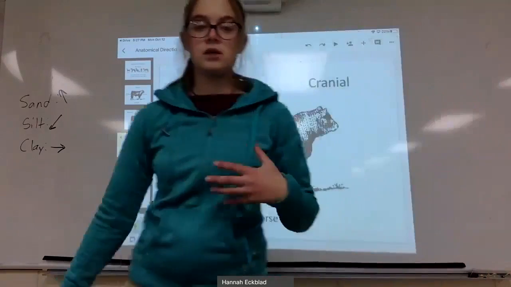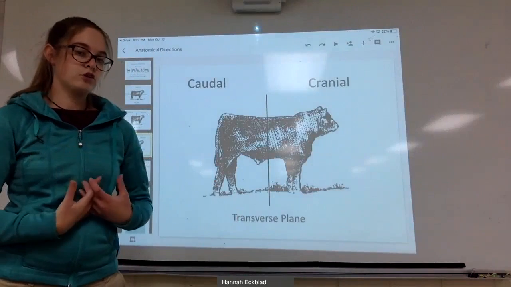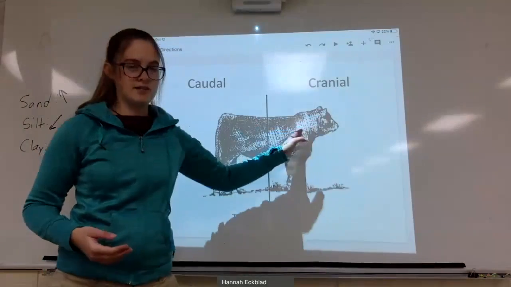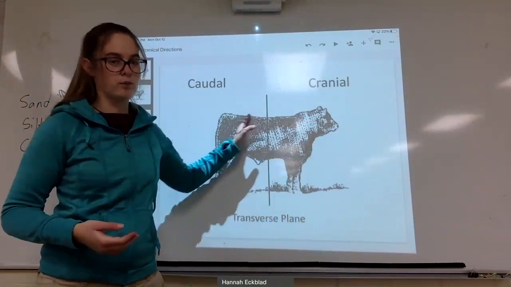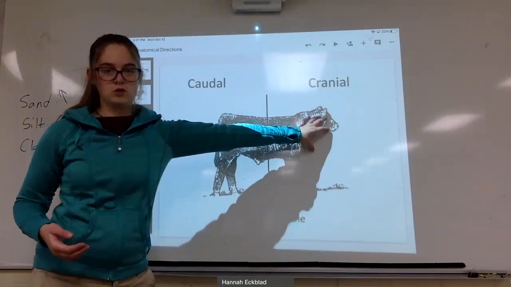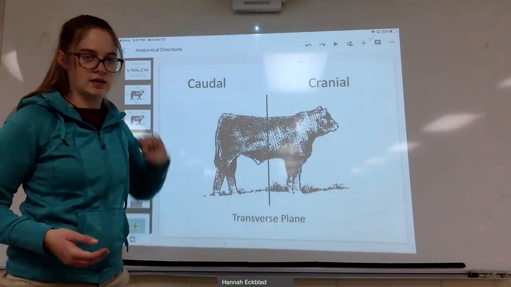It can also be used as a proximity vocabulary. So, for example, you might be describing that something is more cranial or more caudal. But generally speaking, cranial is particularly referring to the head. Caudal is mostly referring to that tail area.